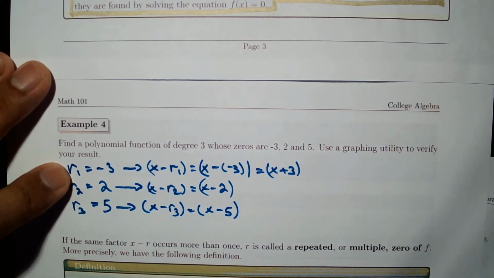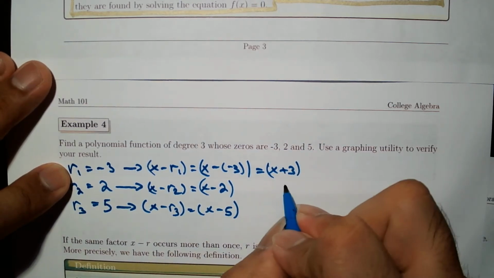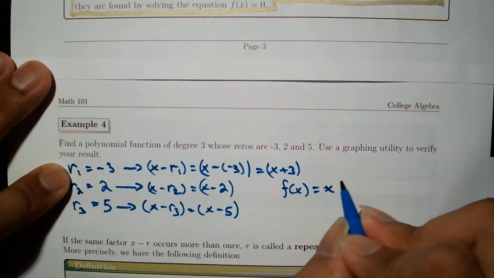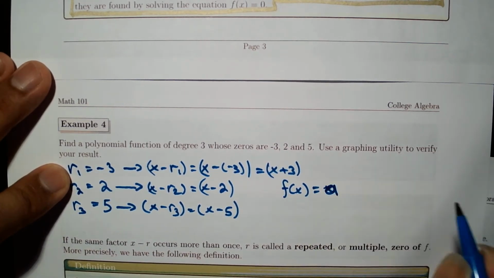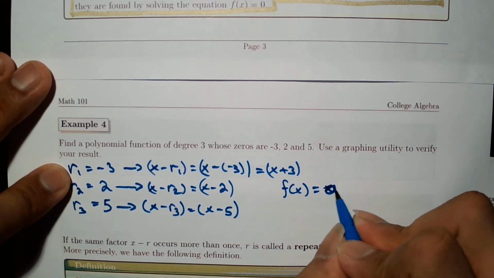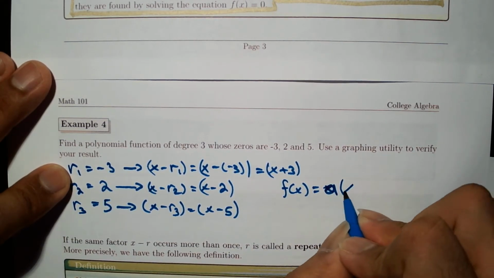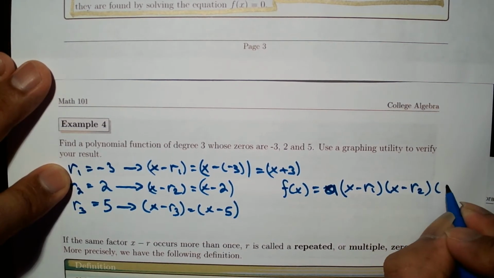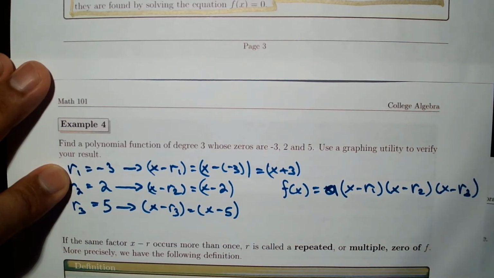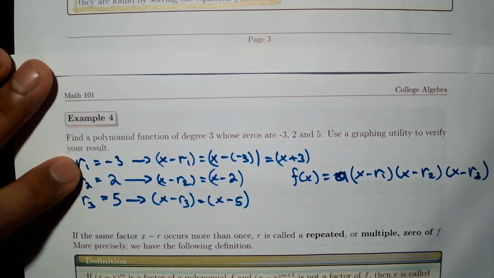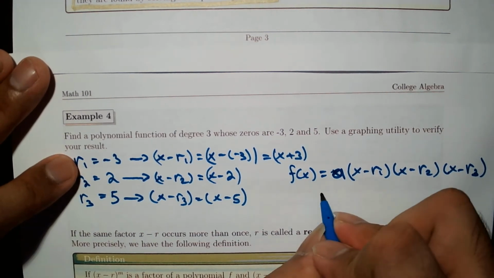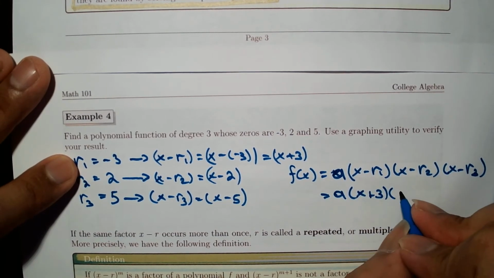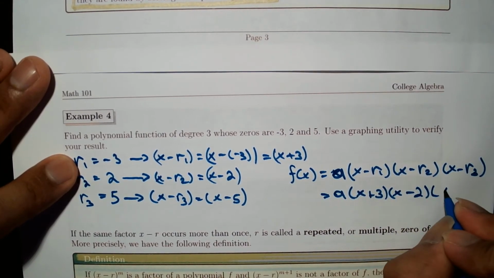f of x equals x. Actually, I need to add an a. This a will be the a that is always there, the leading coefficient. I'm going to talk about that in a minute. x minus r1, x minus r2, x minus r3. So that's going to be the general form for this polynomial that we are going to form with these 3 zeros. a times x plus 3, x minus 2, and x minus 5.